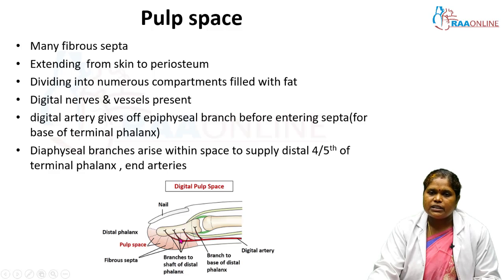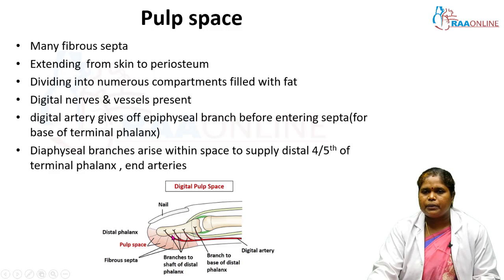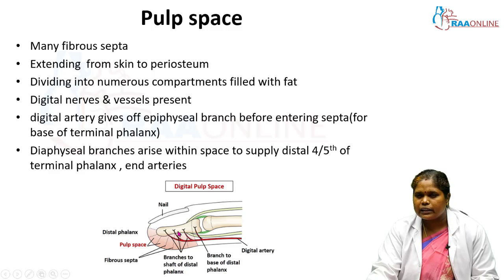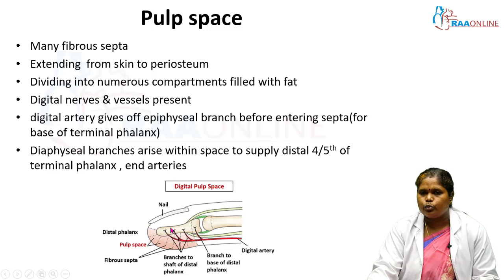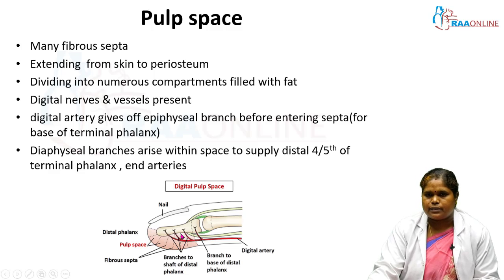So, the other branches, the diaphyseal branches will arise after entering into the pulp space and supplies the rest of the distal phalanx. Okay. And just remember, all these branches are end arteries. The end arteries will not anastomose with the other artery. If the arteries are blocked, that area will undergo avascular necrosis. So, that is why you have to remember, these digital arteries are end arteries. Okay.